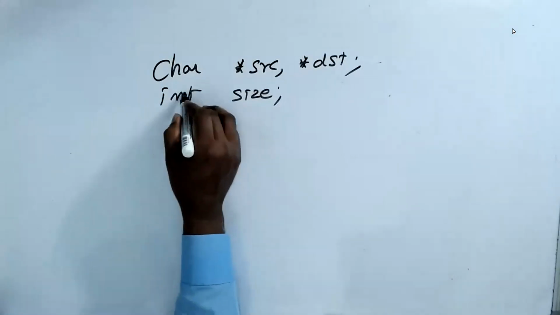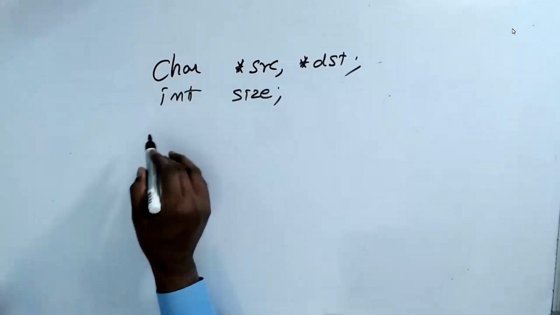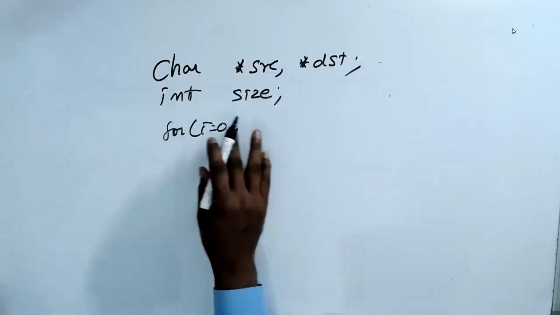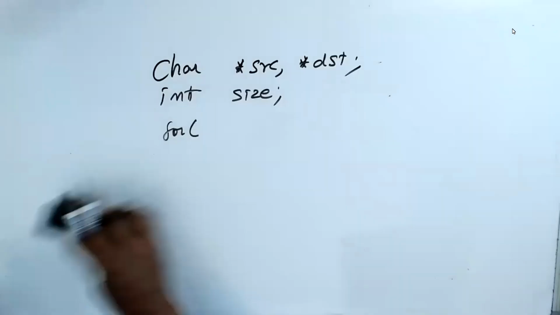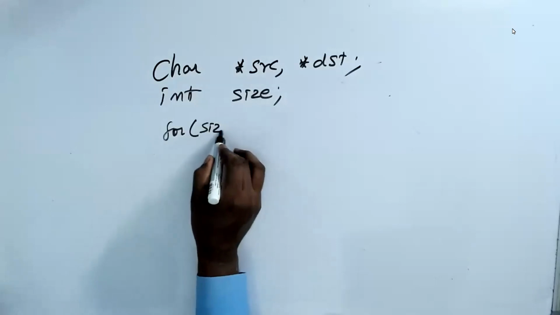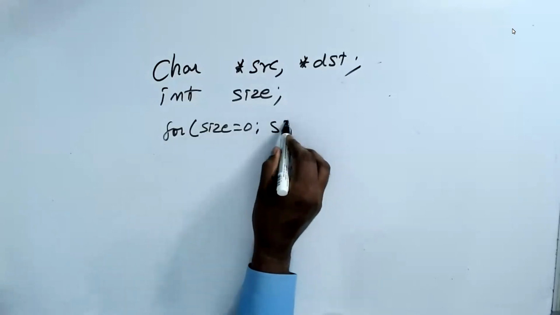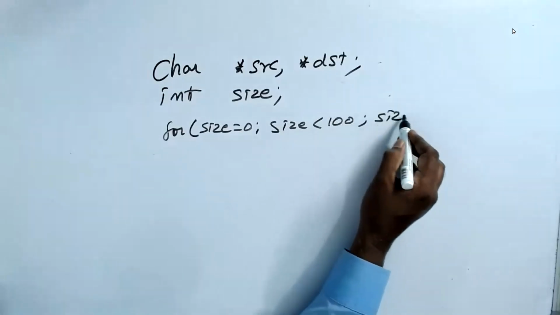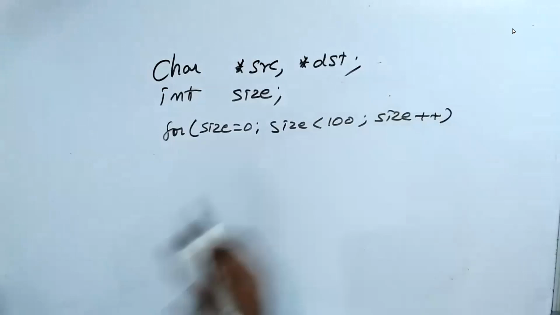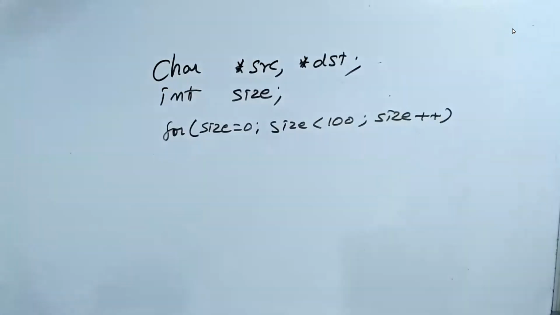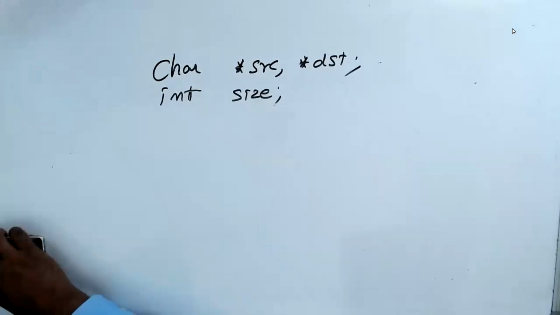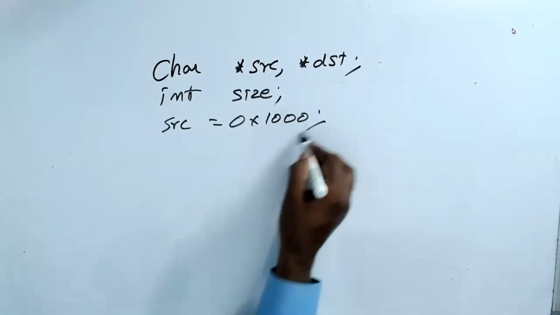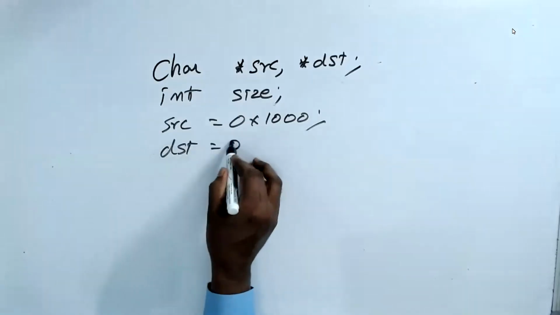Now, if I write a program, okay, sorry, before that we write one thing. Source is equal to 0x1000. Destination is equal to 0x2000.